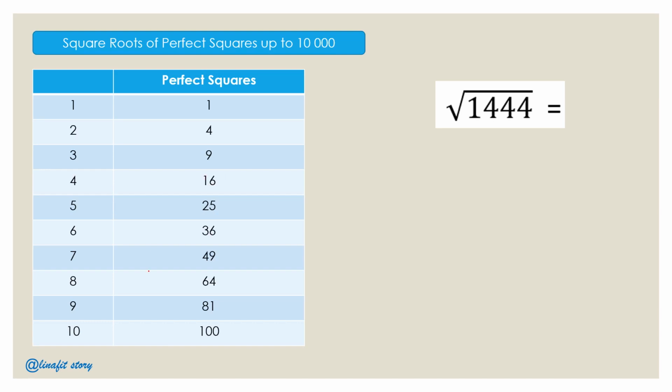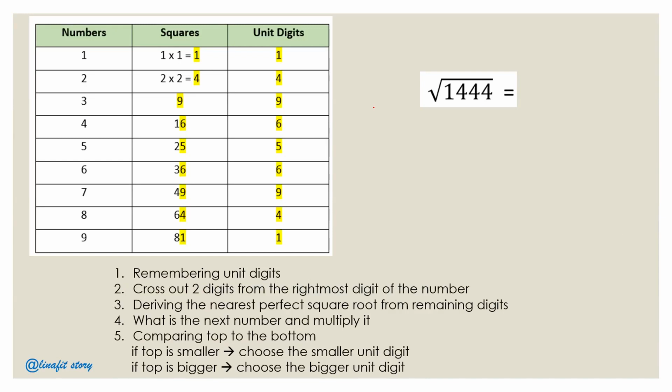It is easy to work out the square root of a perfect square, but it is really hard to work out other square roots. For example, what is the square root of 1444? How to get the square root of 1444? Step number 1, remembering unit digits. The unit digit is 4. 4 belongs to 2 and 8.